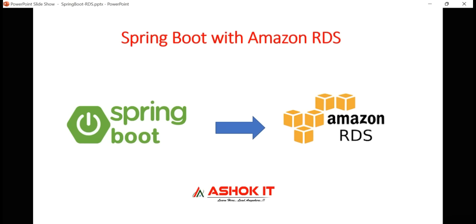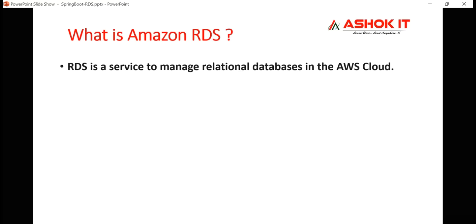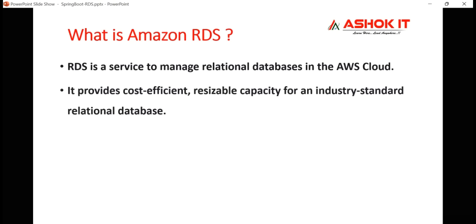So first let's understand what is this Amazon RDS service. RDS is a service in the AWS cloud which is used to manage relational databases. Here, if you want to communicate with your database, first we need to set up the database software in our system. We need to take care of that database. We need to take care of database security. We need to take care of database backup, database update. Lot of things that we need to take care in order to maintain a database which is required for our application.